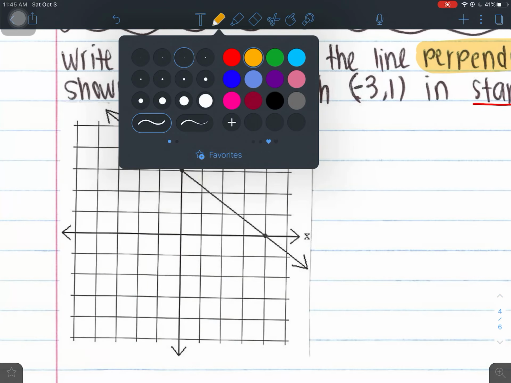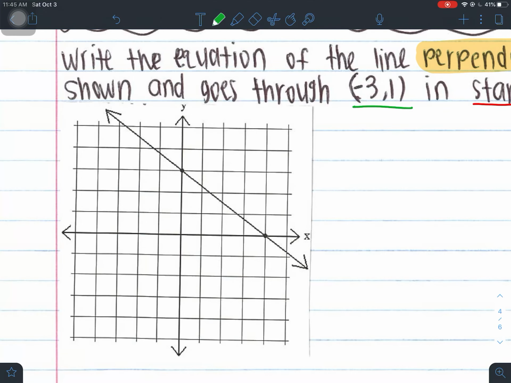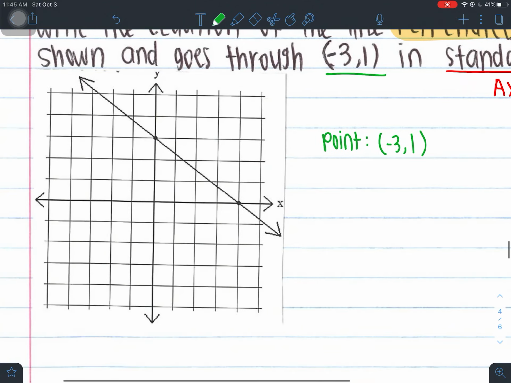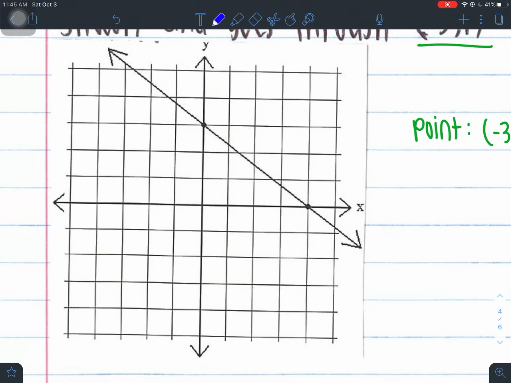Now, I know that I have to go through the point negative 3, 1 in the end. So that's the point that I have to use. So the point is negative 3, 1. I think I said that. Hopefully I didn't say 2. I think I might have, but it's okay. We wanted to go through the point negative 3, 1. Now let's go ahead and find the slope of this line.